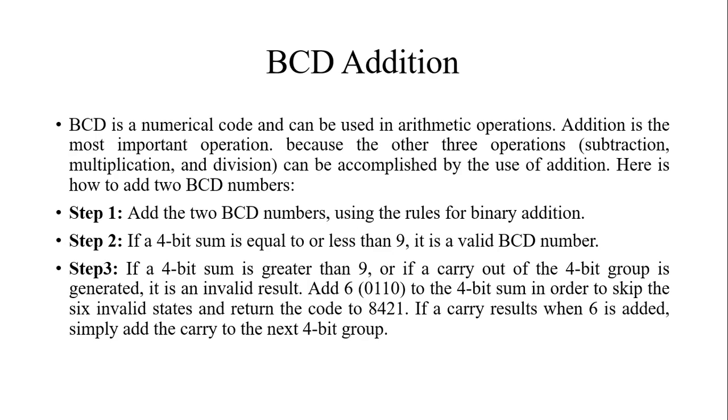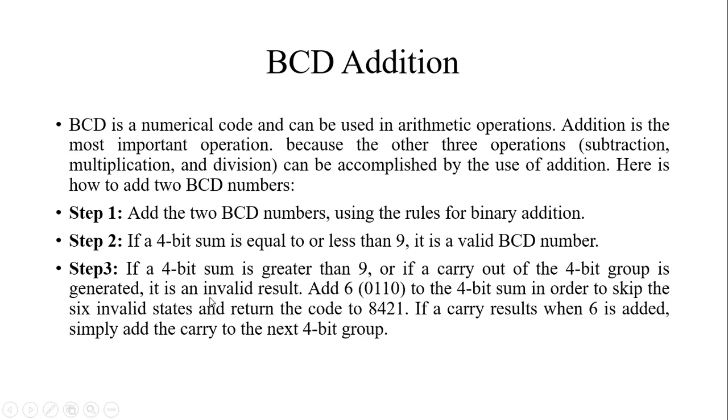How do we perform addition in BCD? BCD is a numerical code and can be used in arithmetic operations. Addition is the most important operation because the other three operations, subtraction, multiplication, and division, can be accomplished by the use of addition. Here is how to add two BCD numbers.